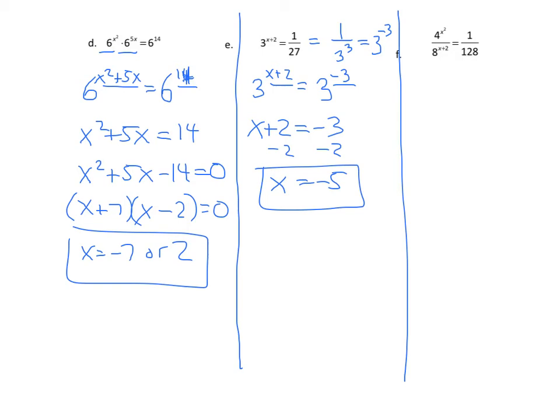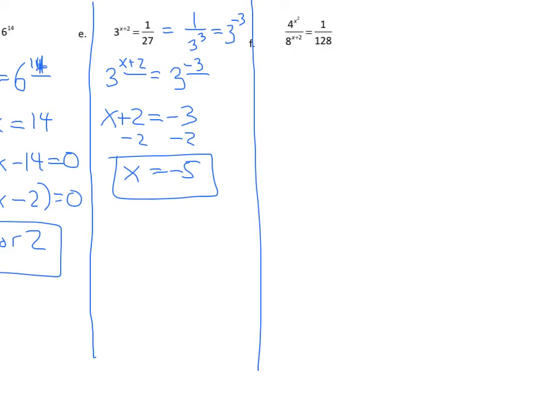Okay, and one last example. For a 128, these numbers can all be 2 to some power. So I'm going to rewrite everything as 2 to some power. And we get 2 squared to the x squared on the top. 8 is 2 to the third to the x plus 2. 128 is 2 to the 7th. So this is 1 over 2 to the 7th.